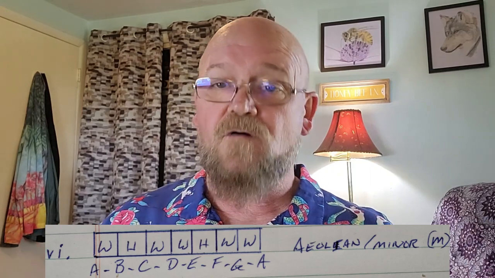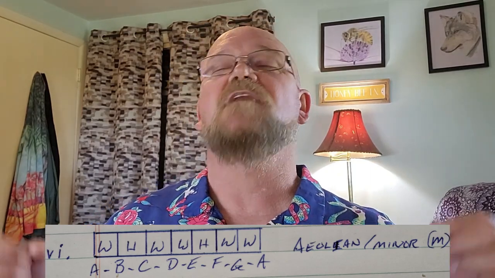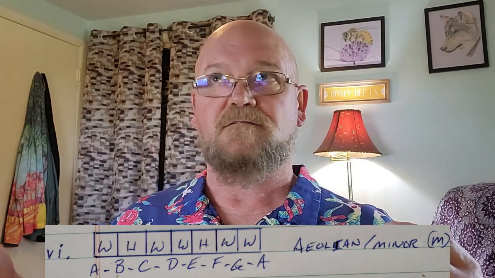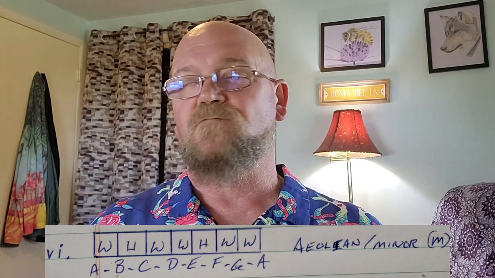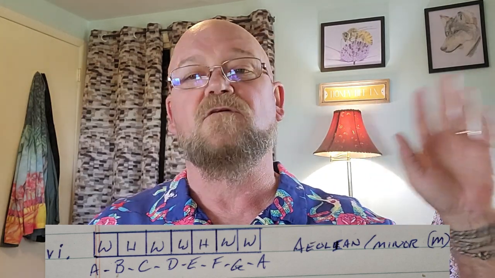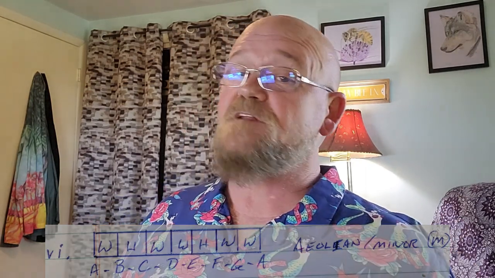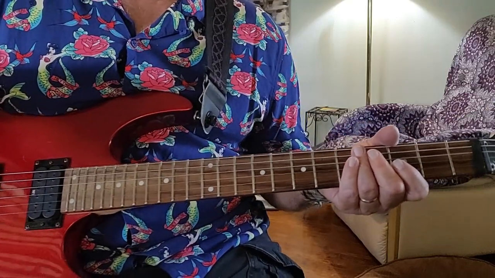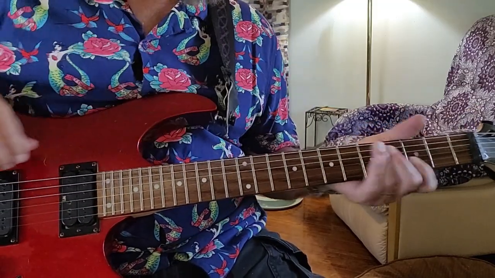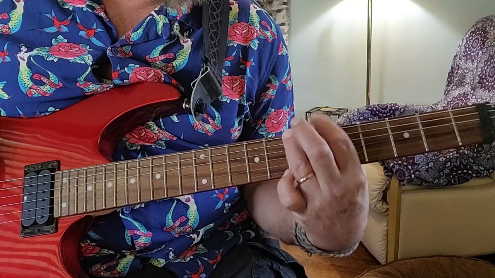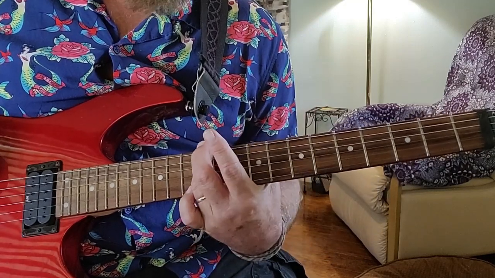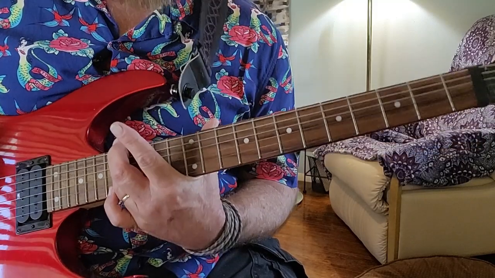The 6th mode of the major scale, known as Aeolian, also known as minor. This is the scale that gives you that nice moody tone that everybody in rock and roll or metal or any genre tends to use, especially blues players, because we like that moodiness. Pick up where we left off. After the G comes the A, so we've got A, B, C, D, E, F, G, A.